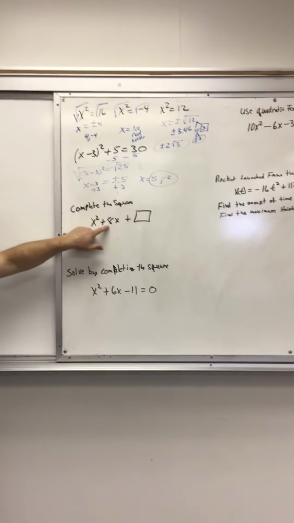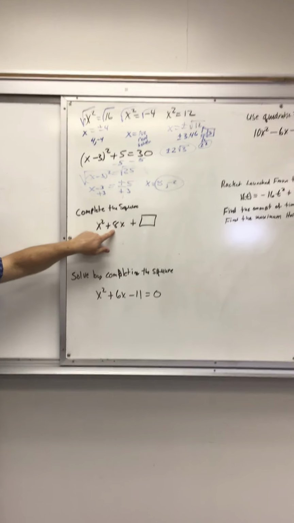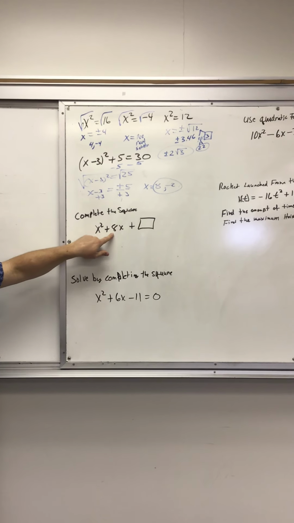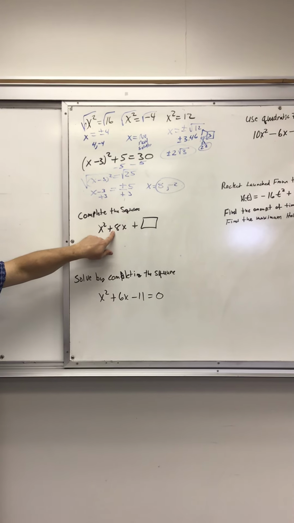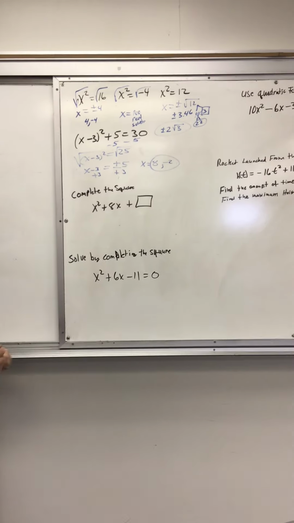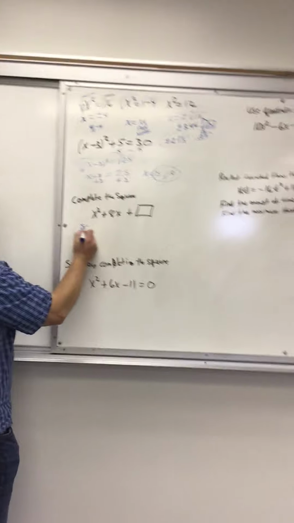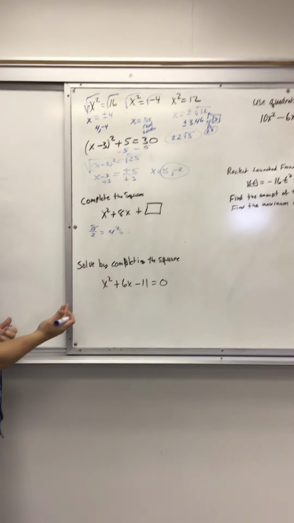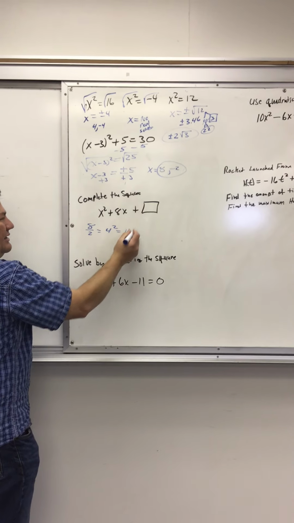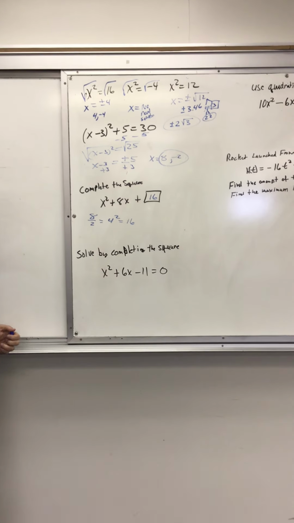To complete the square, I have to take half of the linear value and then square it. That's what's going to go in that box. Again, half of the 8 squared is what goes in that box. So I'm just going to do the math. Half of 8 is 4. 4 squared, a lot of kids think that's 8, but it's really 16. Okay, so that's what goes in that box.